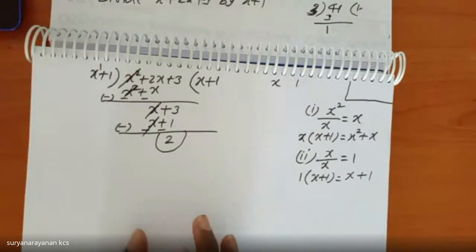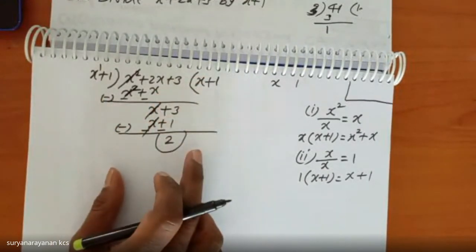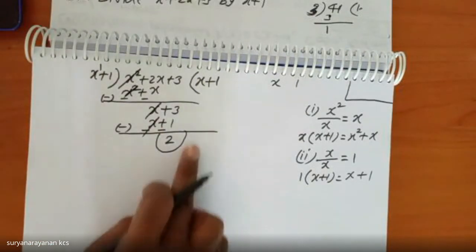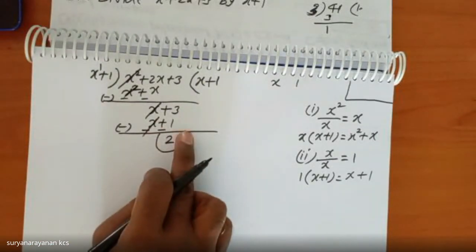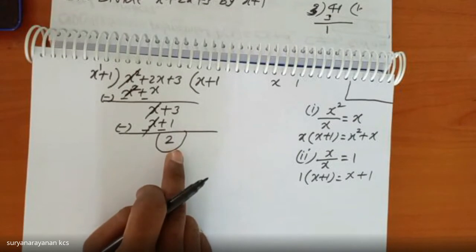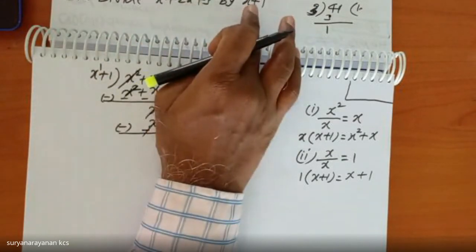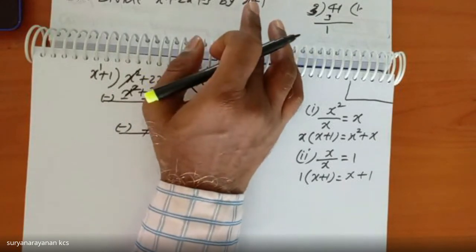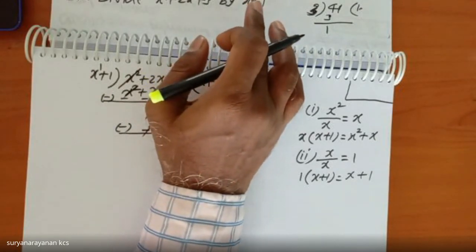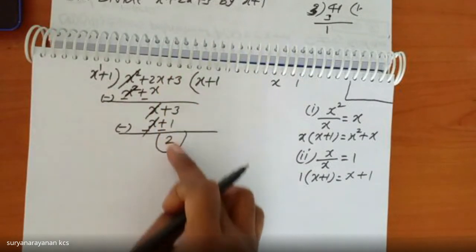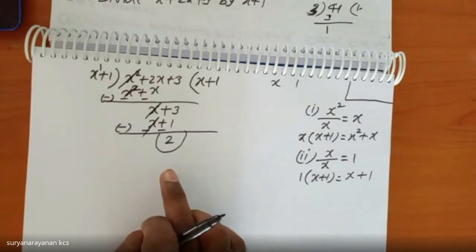Now, is it a long process or not? What is the remainder here? 2. So to get a remainder, if you divide a polynomial by a linear polynomial and you want to find only the remainder, is it a long process or not? Yes, sir.